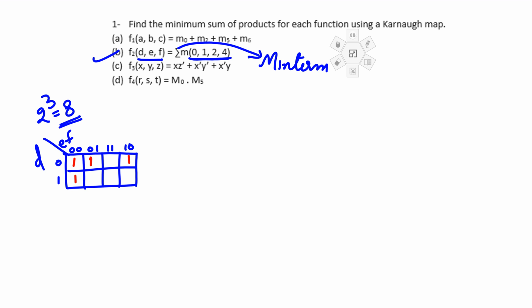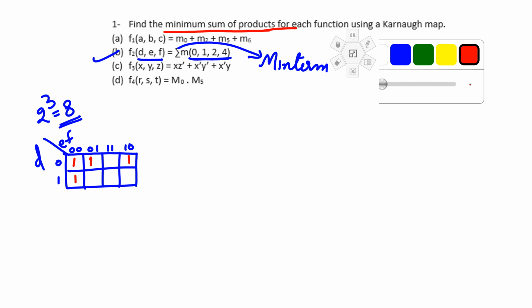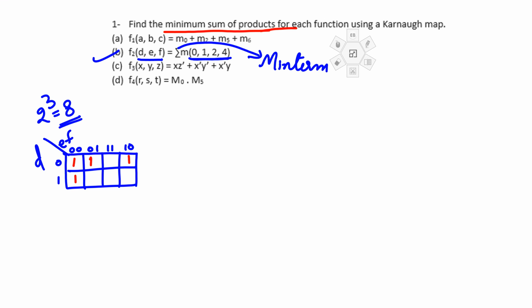Okay, fine. Now we have to minimize this. We have to find the minimum sum of products. To find the minimum sum of products, we are trying to minimize it. For minimizing, we are forming pairs. How many pairs are going to be formed? You can pause the video and cross check how many pairs are going to be formed.